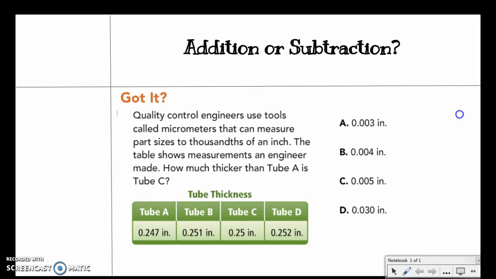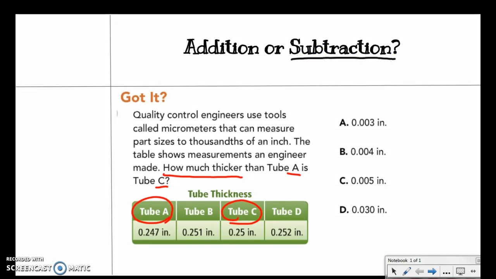So we're comparing tube A, we're going to go back to red because we already have green here, and tube C. And it's asking how much thicker than tube A is tube C. So you know you're going to use subtraction because you're going to be comparing two numbers. When you're comparing two numbers, you're trying to find the difference between the two. So we have tube A and tube C. Tube C is 0.25, tube A is 0.24.